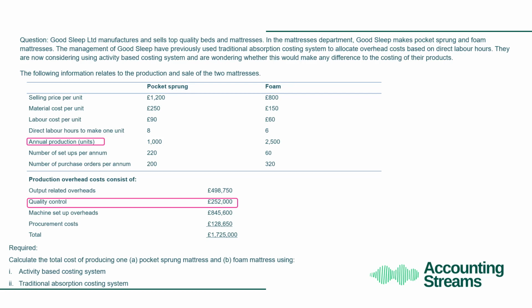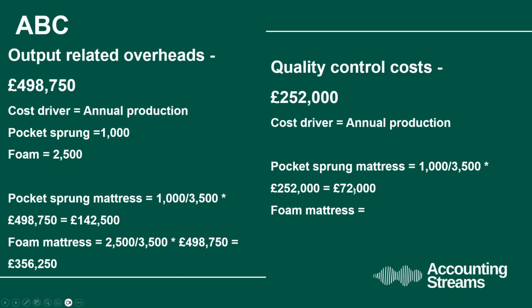So again, how do we allocate the costs if we decide to use annual production as the cost driver? It'll be 1,000 divided by the total mattresses to be made in the year, which is 3,500, and then multiply that by £252,000. So that will give us £72,000. Okay, and the difference between 72,000 and £252,000 will give us the amount to be allocated to foam mattresses, which will be £180,000. So that's the amount to allocate to making foam mattresses.